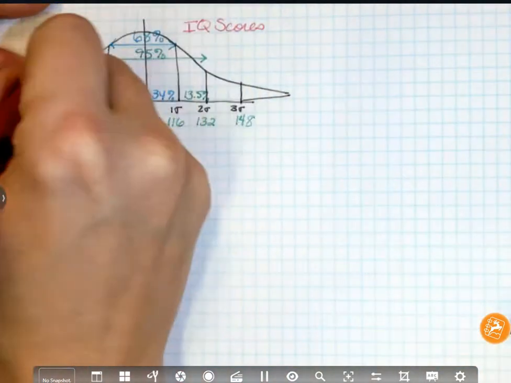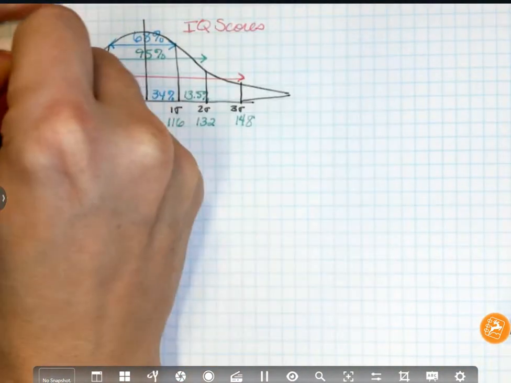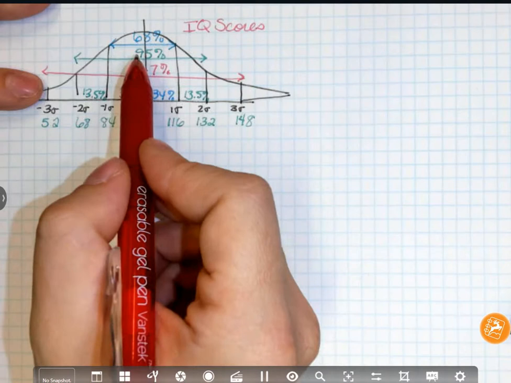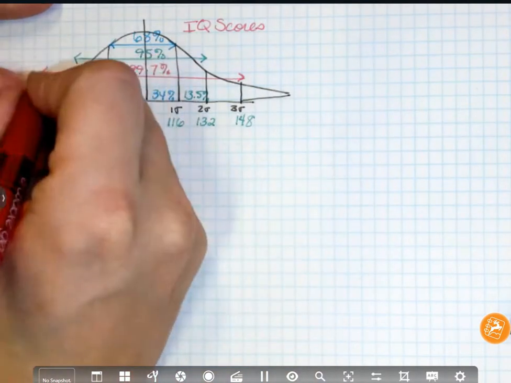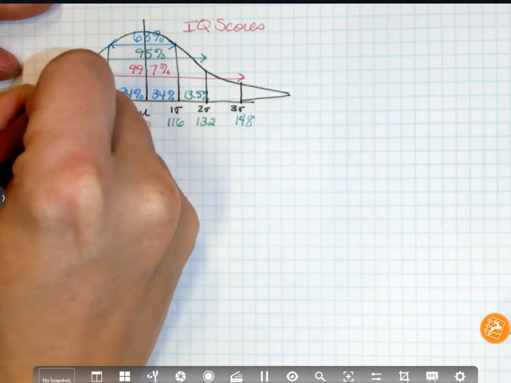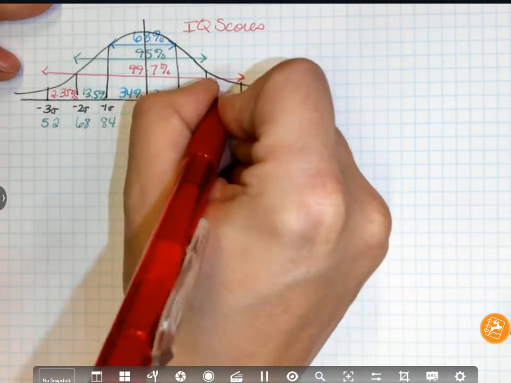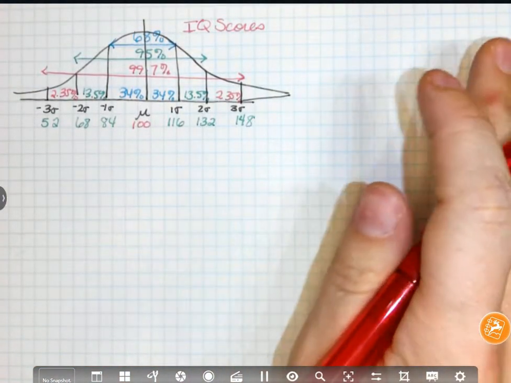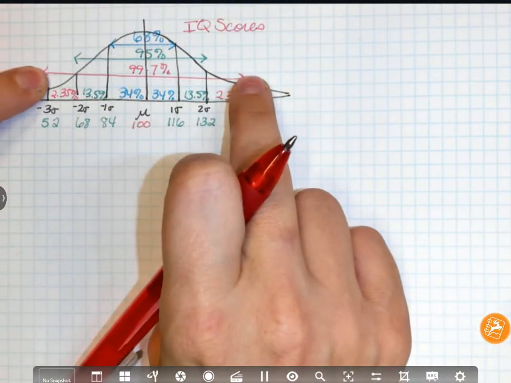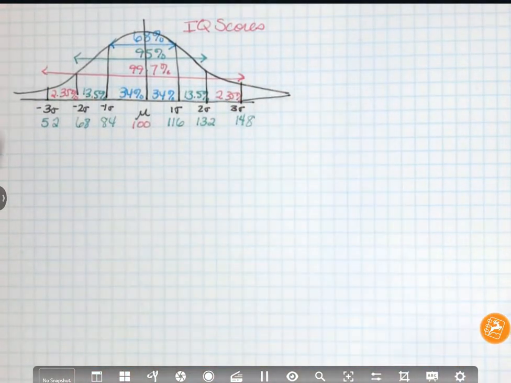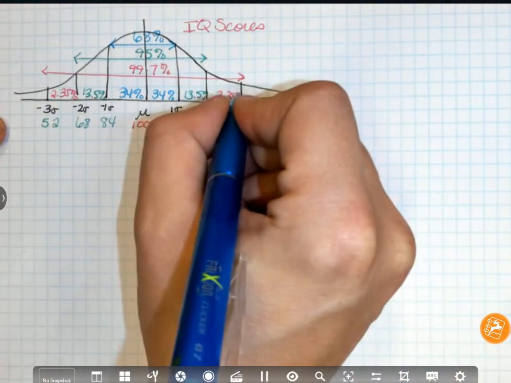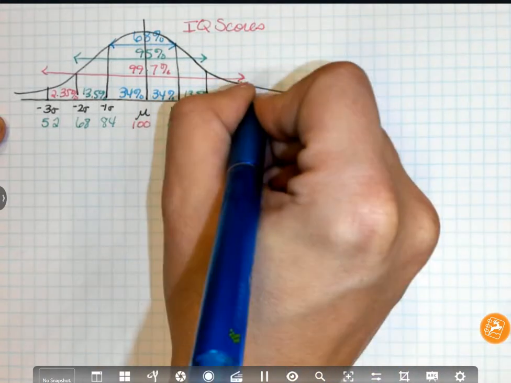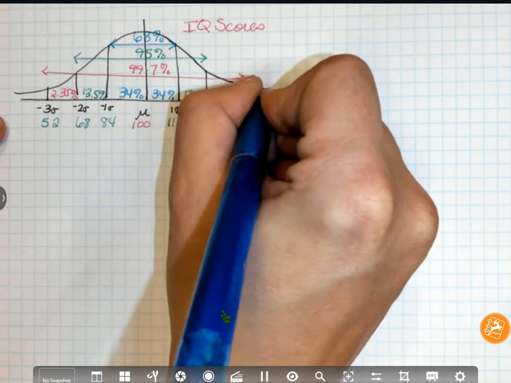And then that means the last one is going to be 99.7. So I'm going to subtract 99.7 minus 95. Divide by 2. 2.35. And how much is an entire curve? 100. So I've got 0.3 left. What goes to 3 standard deviations and beyond all the way out? What's left? 0.15.